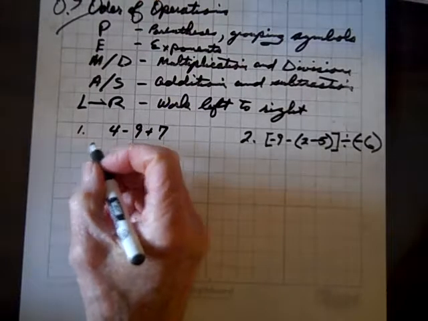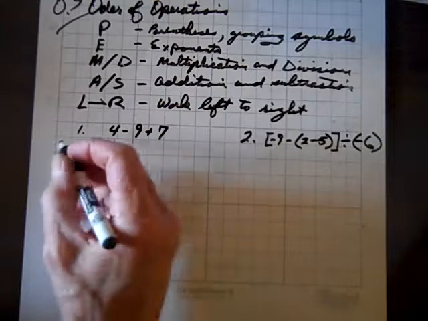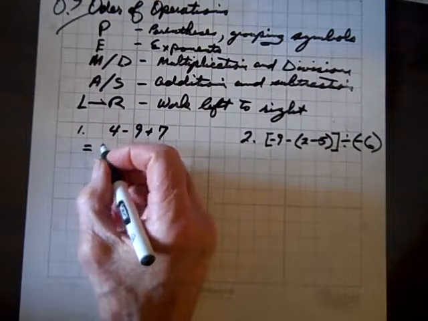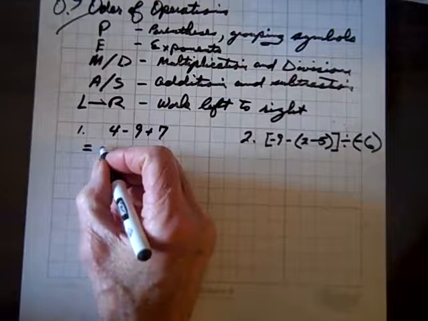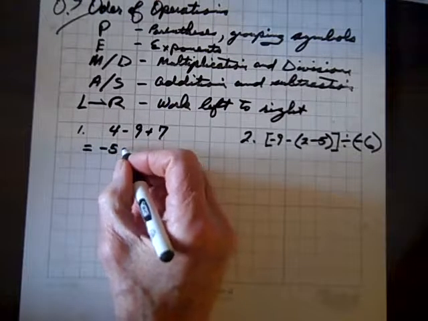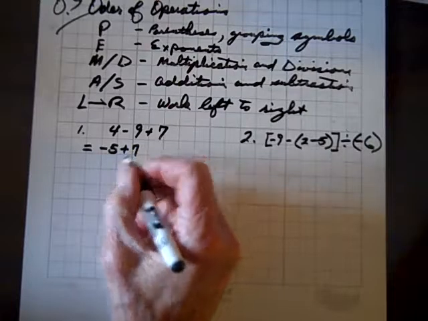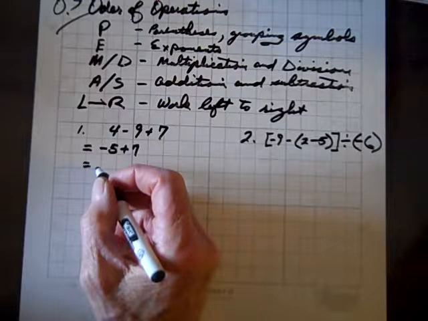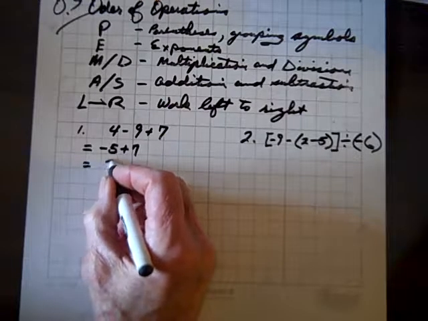So let's start with 4 minus 9 plus 7. Working left to right, we have 4 minus 9, and that's going to be negative 5, and we still have this plus 7 here. And then negative 5 plus 7 is 2.